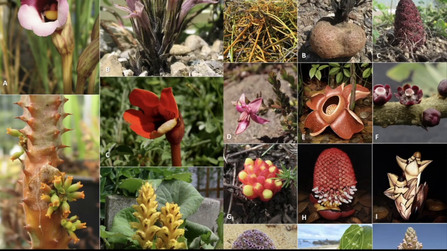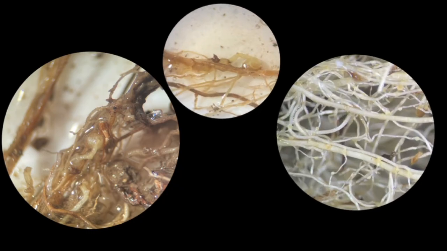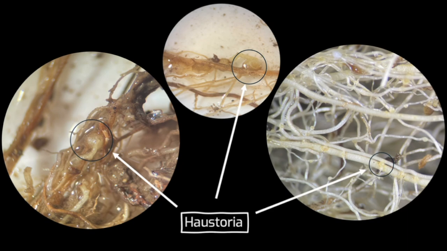Parasitic plants comprise more than 4,000 species across the globe, making up a total of 1% of all flowering plant species. These plants connect to other plants via unique organs called haustoria, which act like a vacuum, extracting nutrients and water from the host to the parasite.